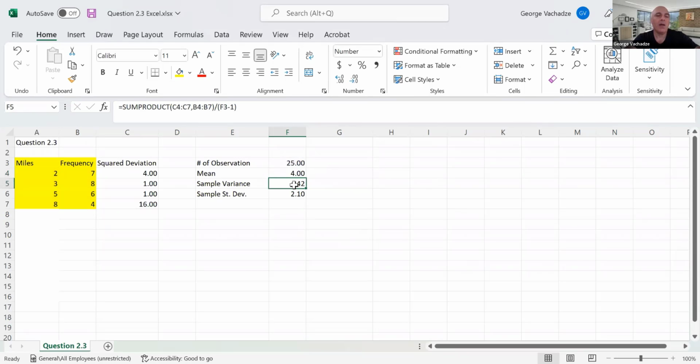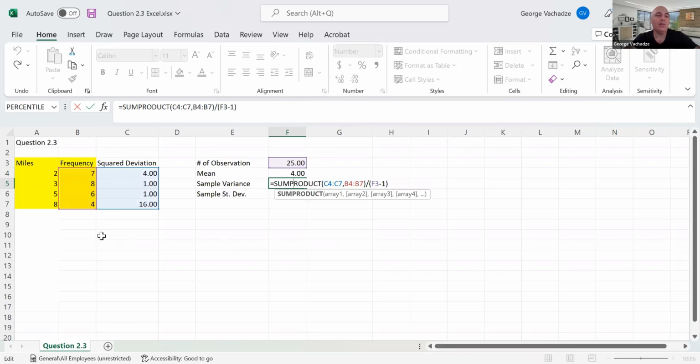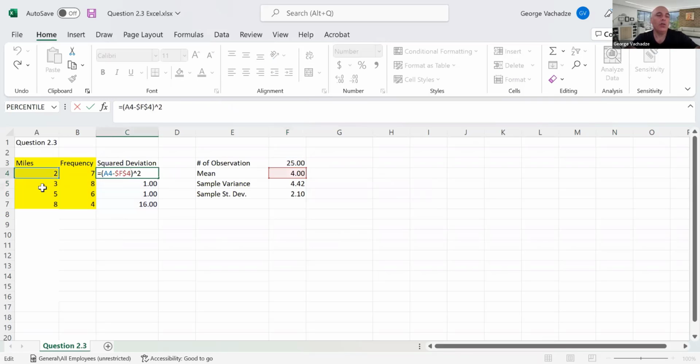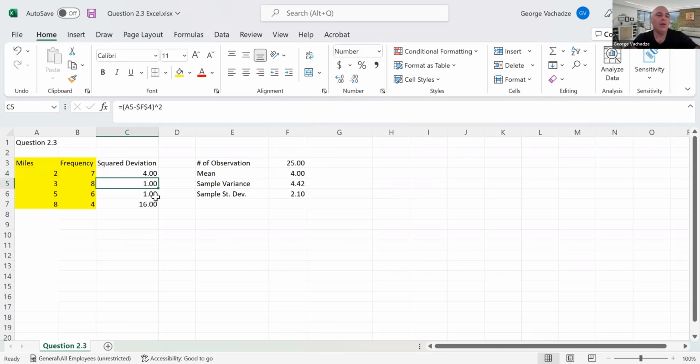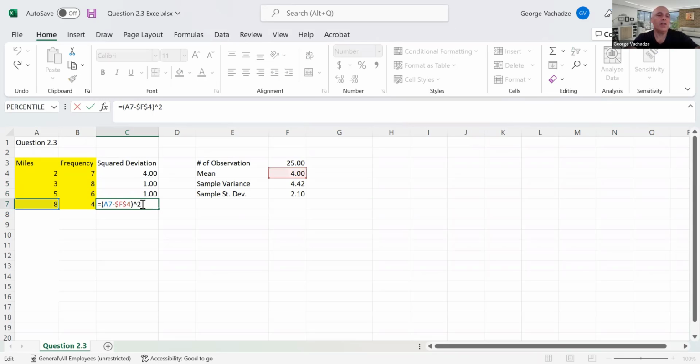Now, to calculate the sample variance, I will rely on the same Excel functionality, but first I calculate the squared deviations. Okay, so what is a squared deviation? It indicates the square of the distance from 2 to the mean, and I will do the same for every observation. So 3 minus 4 squared is 1, 5 minus 4 squared is 1, 8 minus 4 squared is 16.